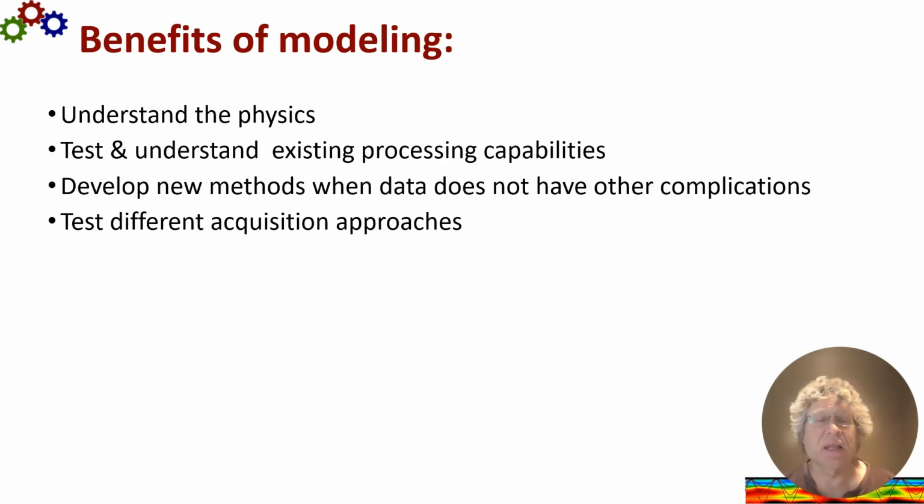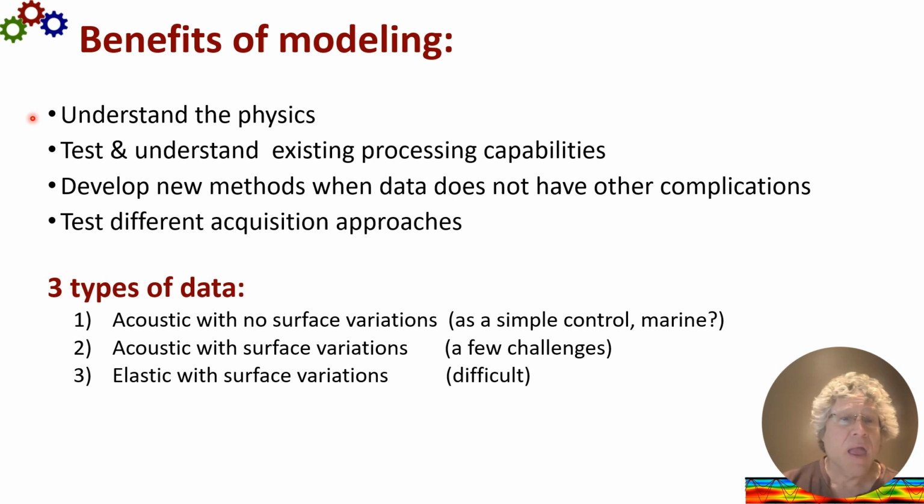So the benefits of modeling is we can understand the physics better. We can test and understand existing processing capabilities, especially when we have an idea of the answer. We can develop new methods when data does not have other complications, and we can test different acquisition approaches. And I'm going to do all four. I've already shown you some of the physics of the noise. And I'm going to show you three types of data.